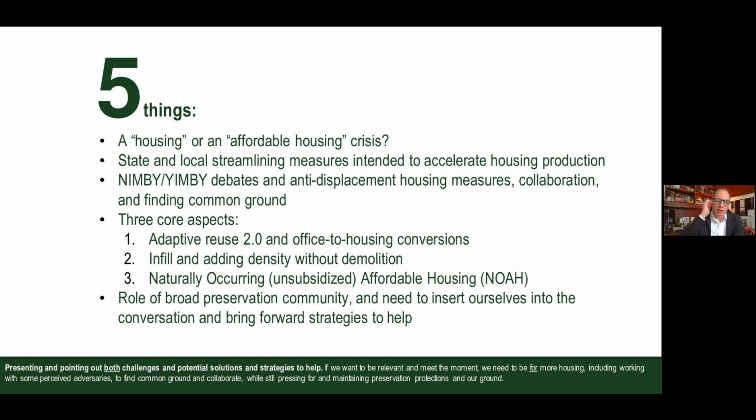And then lastly, I'll talk about how, at least in California, we're dividing this up into three big parts, to better articulate this conversation and where preservation fits in. Then also, what are some of the strategy solutions under each of these three categories, which I'll get into a lot more. And then lastly, again, the role of preservation and the larger community. I believe we need to insert ourselves into this conversation because I don't think we're necessarily being invited in naturally.